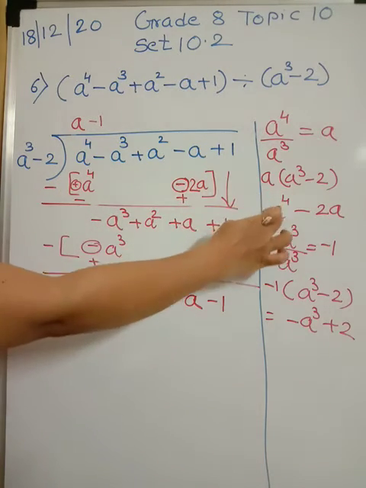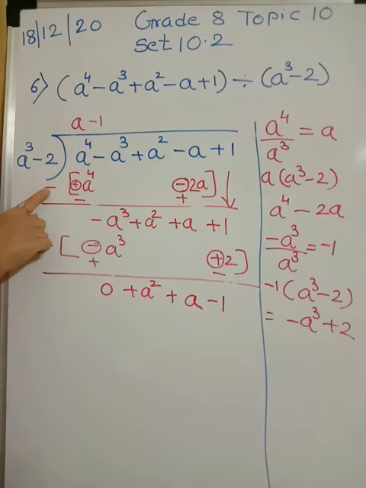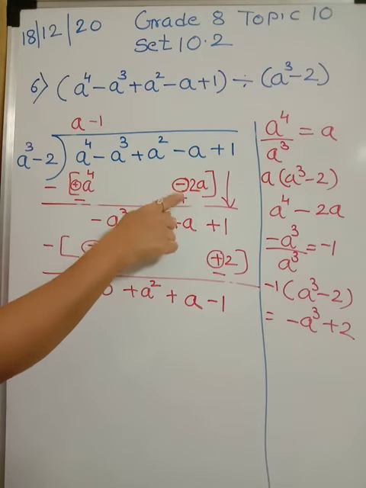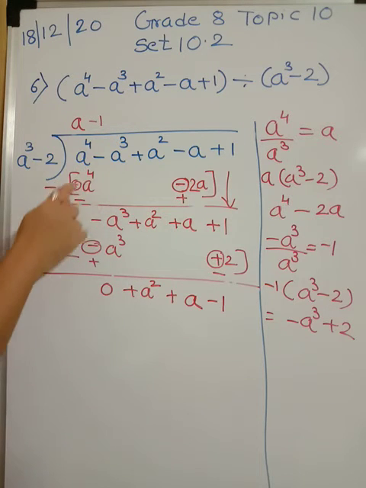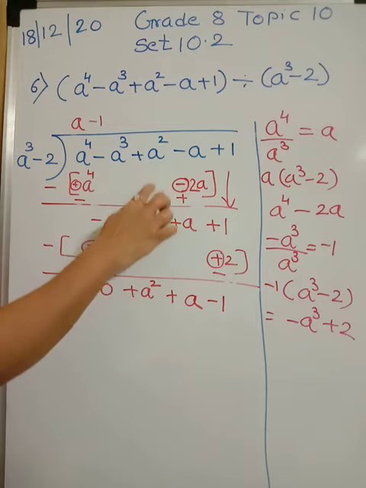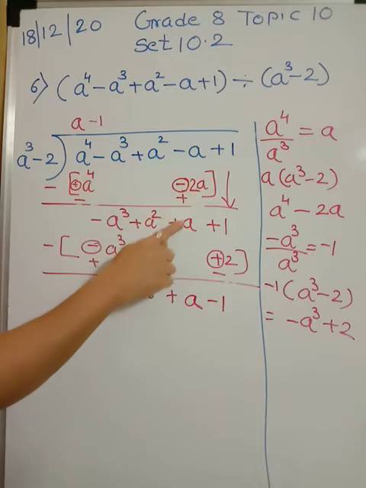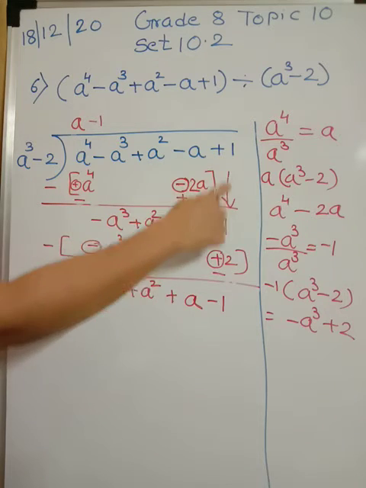Now this a raised to 4 minus 2a, we are subtracting. Because of subtraction, plus sign becomes minus and minus sign becomes plus. So what do we have? A raised to 4 minus a raised to 4 is 0. This minus a cube is written over here. This a square is written over here. Minus a plus 2a is plus a. And this one I have taken down.